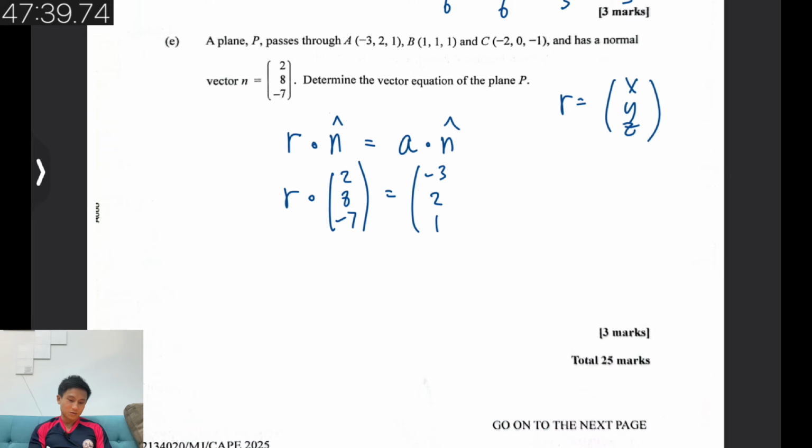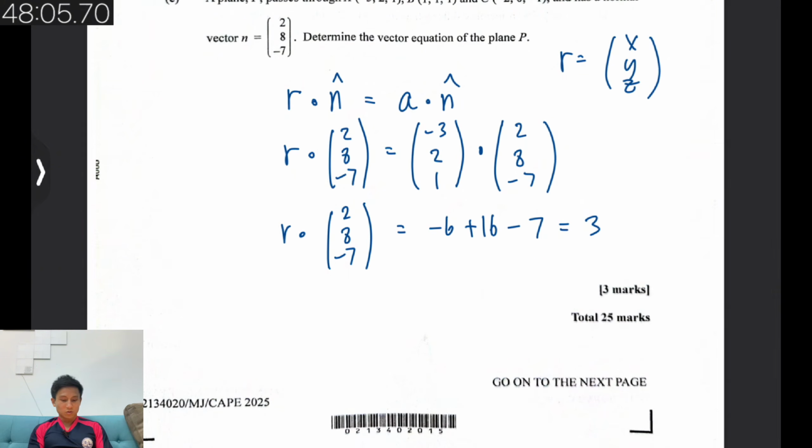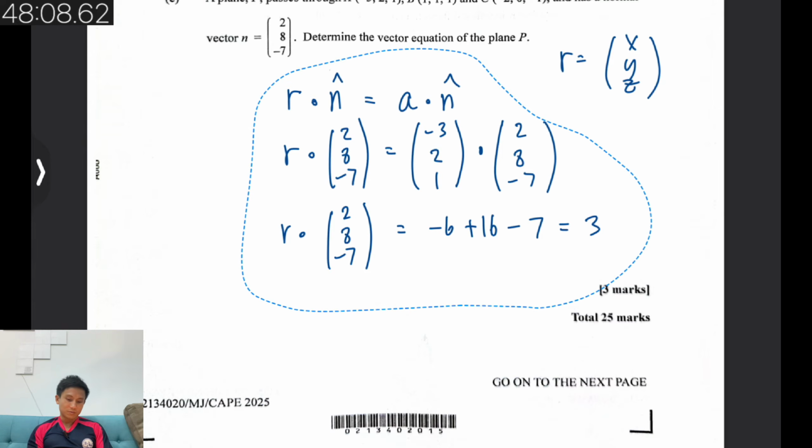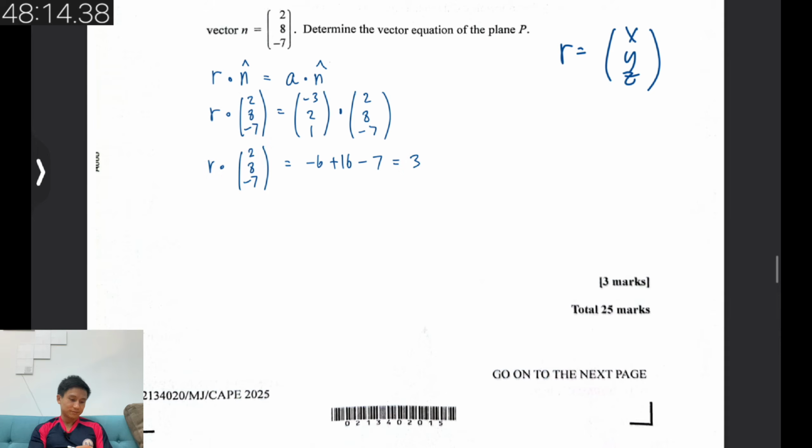I'm just going to take the point minus 3, 2, 1 here, dot the normal vector 2, 8, minus 7. Basically that. So if we dot the right part, we're going to have minus 6 plus 16 minus 7. And that's going to be minus 13 plus 16, which is 3, right? So if we want the vector form, that is just done. It's r dot that vector equals 3.